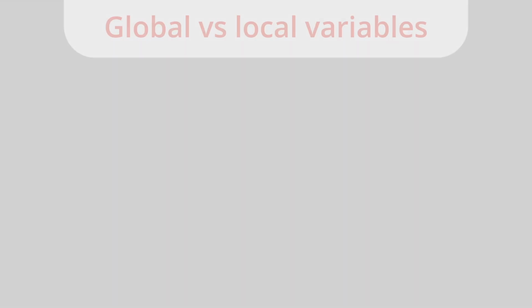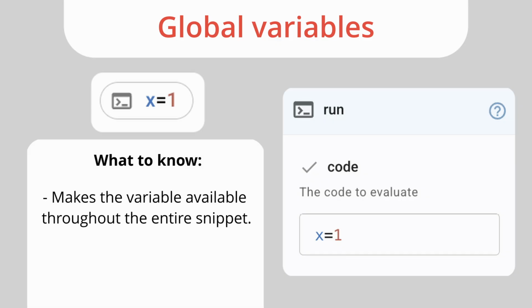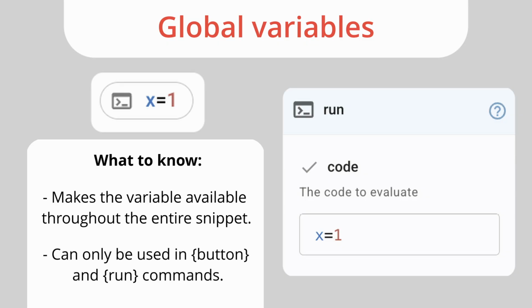When assigning variables in a code block, you need to understand the difference between global and local variables. Global variables are the default option when you assign a variable in a code block. They make the variable available throughout the entire snippet, and they work like names for text fields. These are only available in the button and run commands.